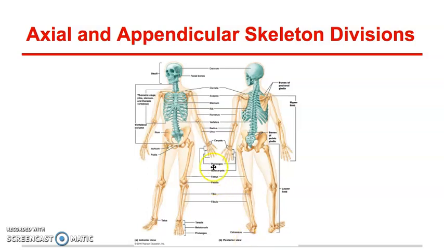The axial division is along the axis of our body, so our skull, our vertebrae, our rib cage, and all the way down to the sacrum. Our appendicular skeleton are appendages, anything that's hanging off of the axial skeleton. So the shoulder blade, clavicle, and arm, and then we have the hip girdle, femur, and lower leg and feet for the appendicular skeleton.